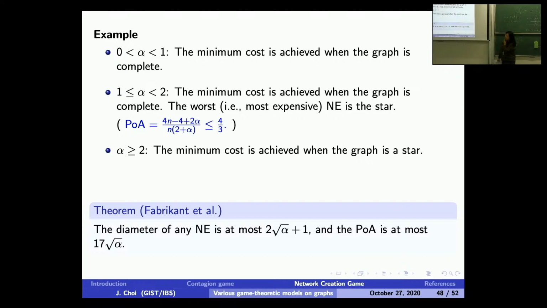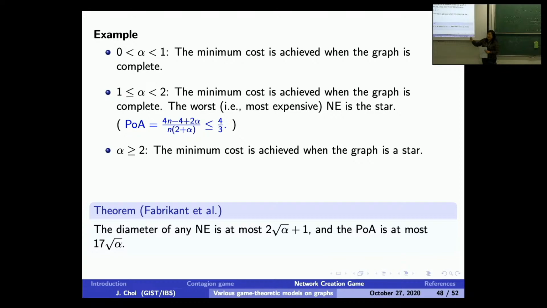And there are more results about this. The value of the price of anarchy is closely related to the diameter of any Nash equilibrium with this alpha value. The diameter of any Nash equilibrium is at most 2 times the square root of alpha, plus 1. And then with a bit more argument, they showed that this value is at most 17 square root of alpha. So the value still depends on alpha, and what about when alpha is increasing?